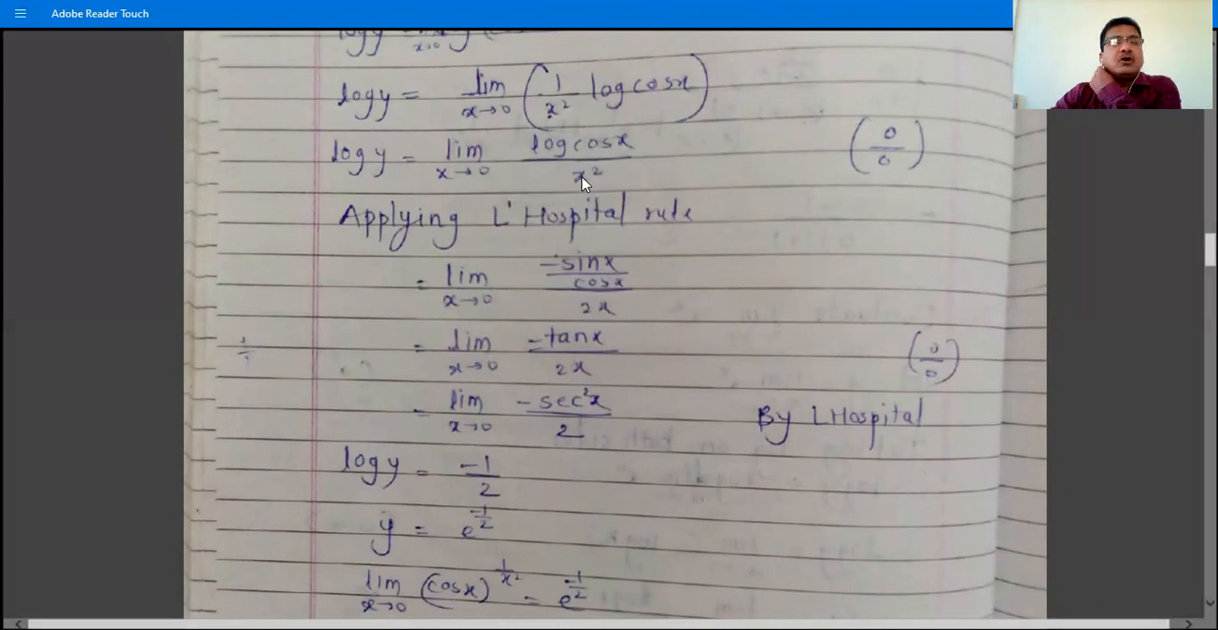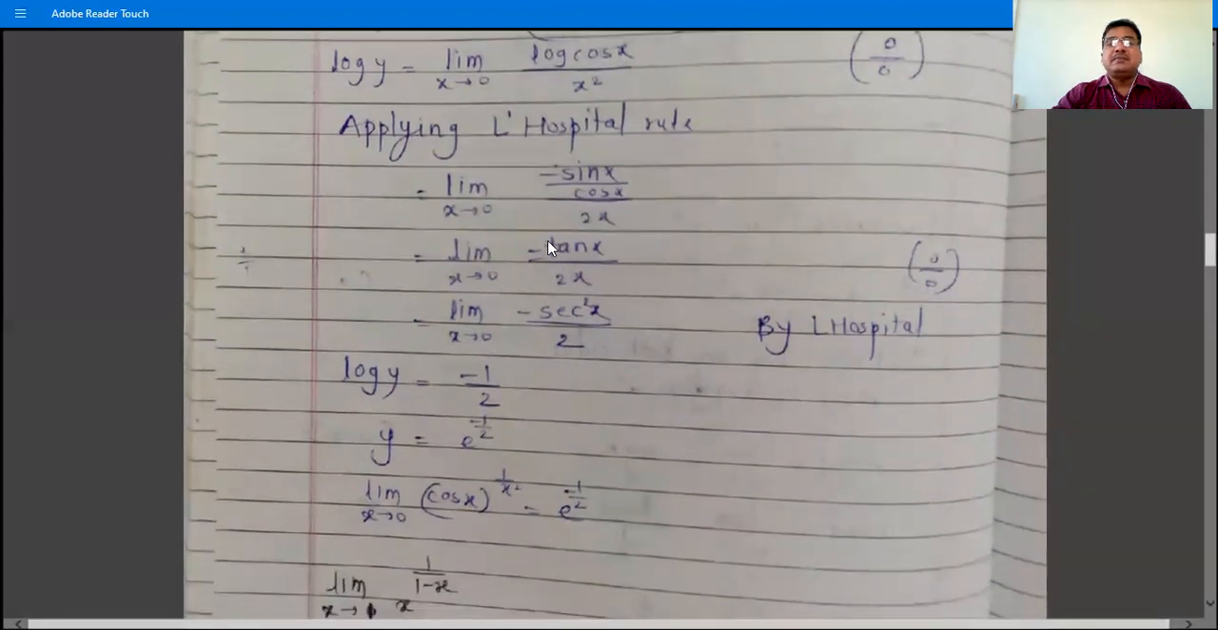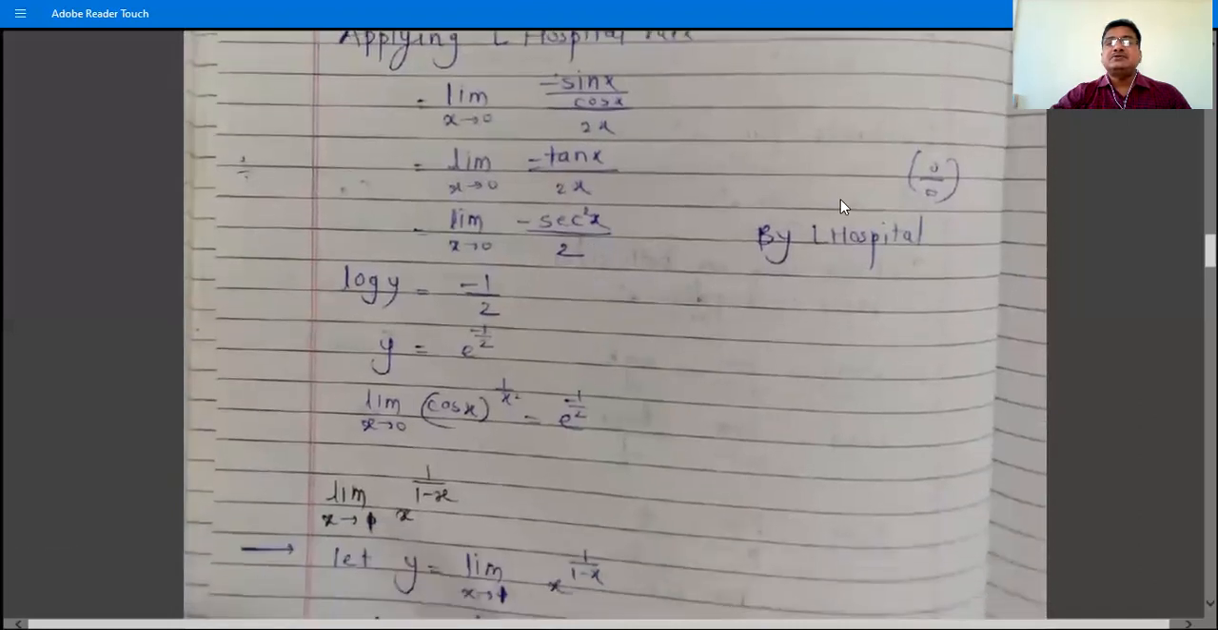So the derivative of log cos x is what? 1 by cos x into the derivative of cos x, which is minus sin x. And the derivative of x square is 2x. And sin x by cos x is tan x, so we have minus tan x divided by 2x. If we substitute x as 0, then tan 0 is 0 and 2 into 0 is 0. So again 0 by 0 form, so again apply L'Hospital rule.